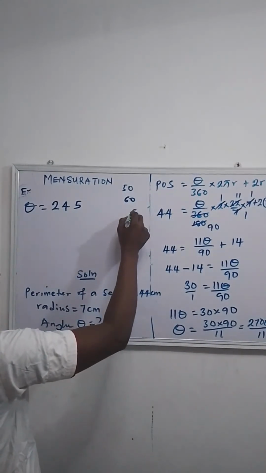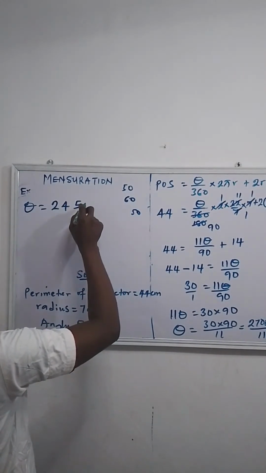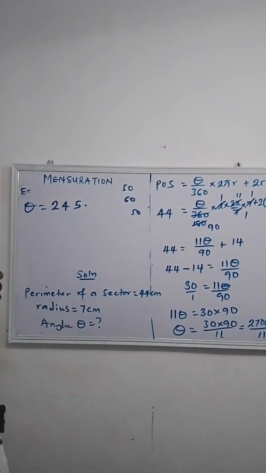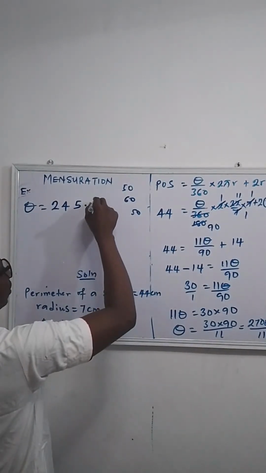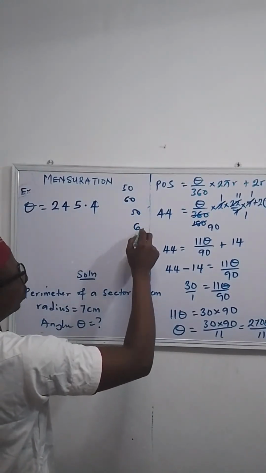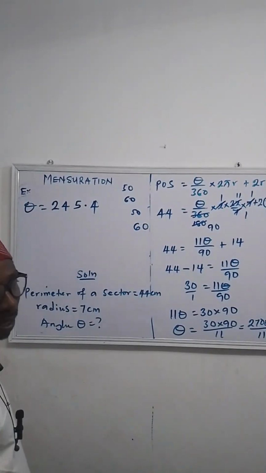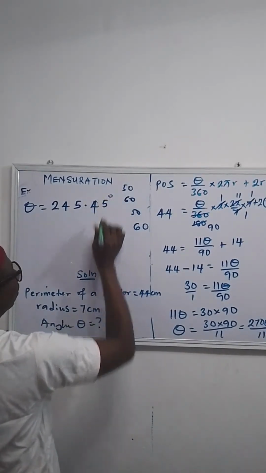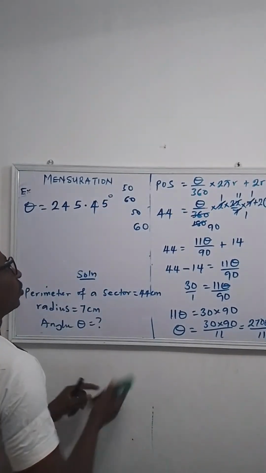It remains 5. So we have point. So we put 0 at the back of the 5. Okay, 11 goes in 50, sorry. 11 goes in 50. That is 4. So it remains 6. You put 0 at the back of 6. 11 goes in 60. That is 5. So degree. Okay, and so on.